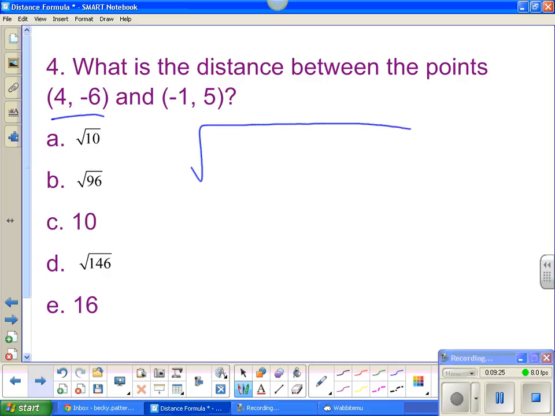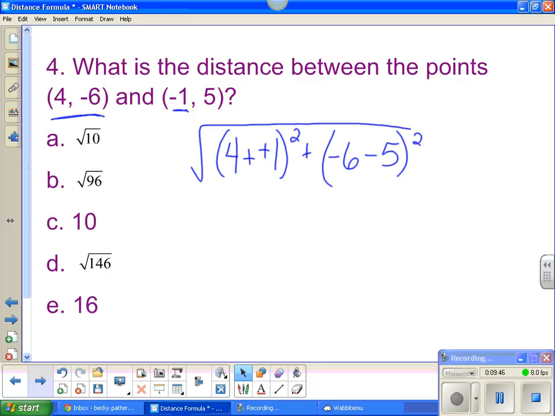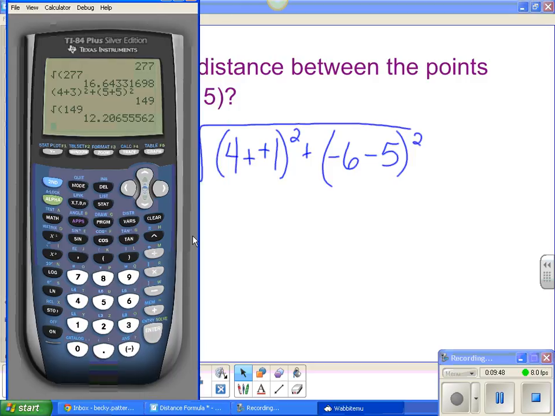I'm going to use this point first. So my x would be 4 minus my other x, which is -1. Then my y that's first is -6, and my second y is a 5. I've got a double negative there, so I'm going to go ahead and change that. Grab my calculator. Start with the parentheses, not the square root. So 4 plus 1 squared plus negative 6 minus 5 squared. Enter, and it's a 146.